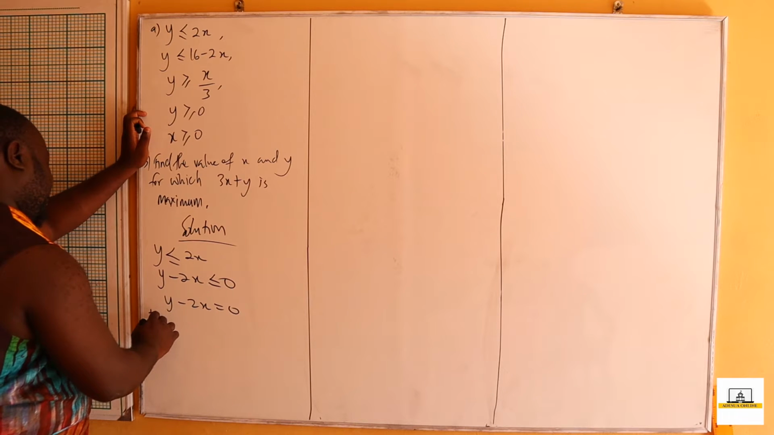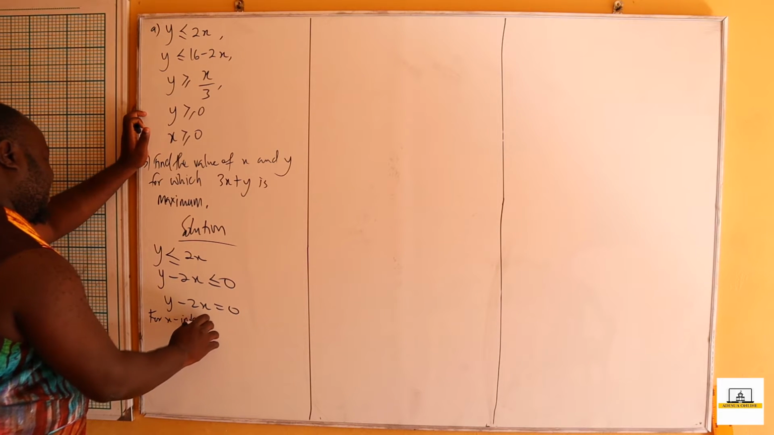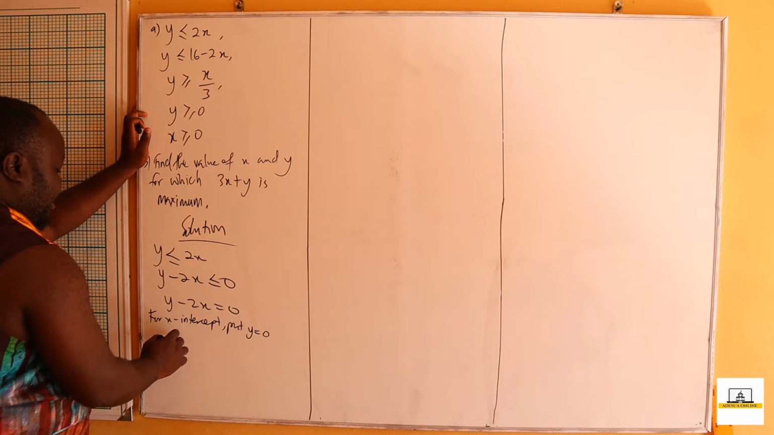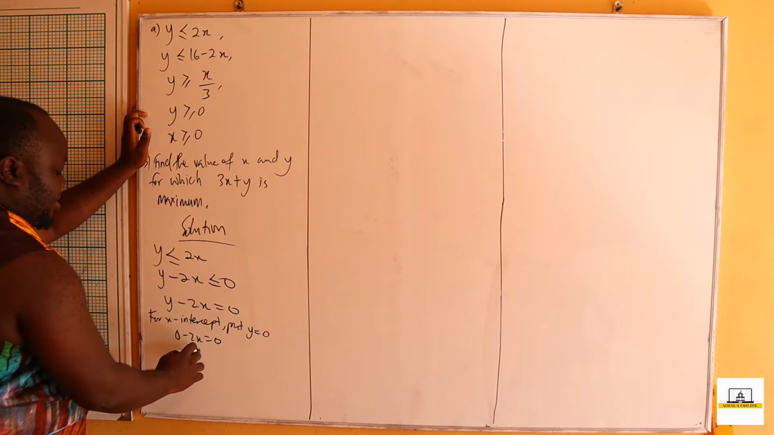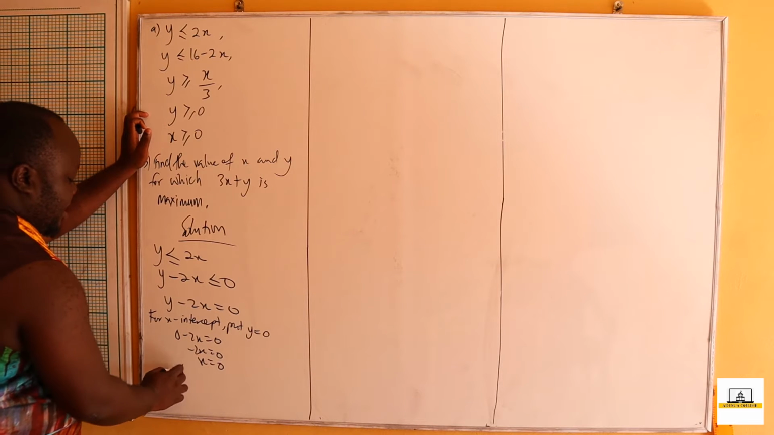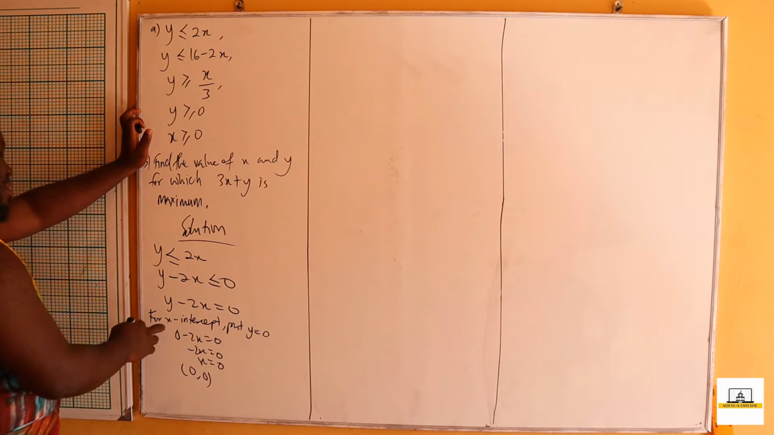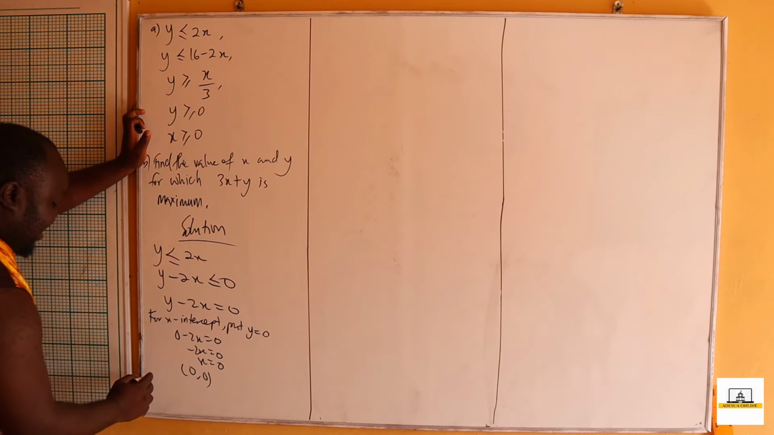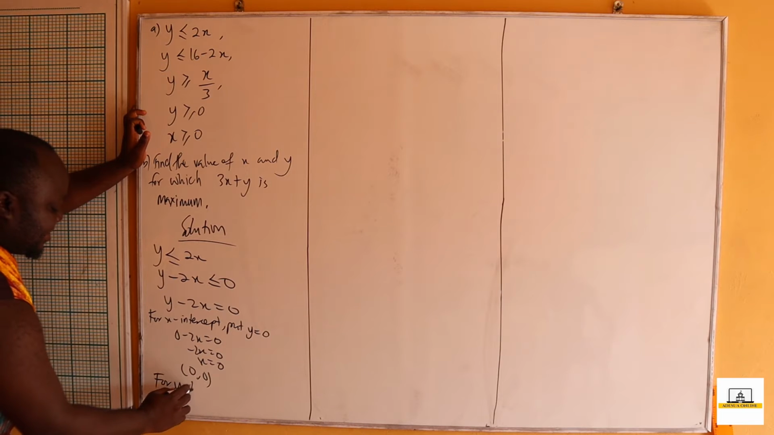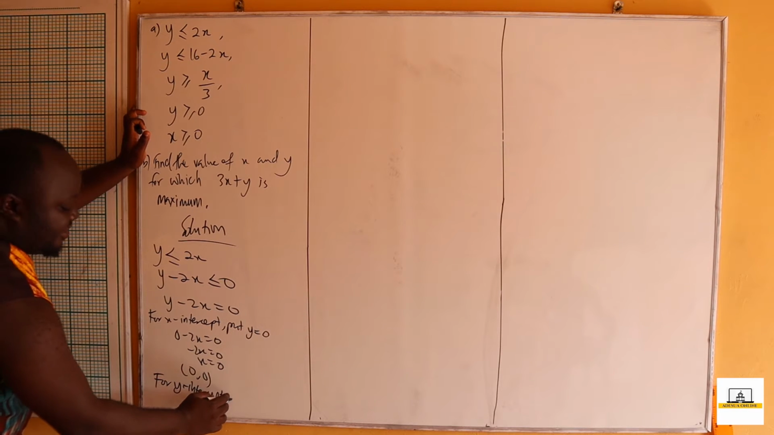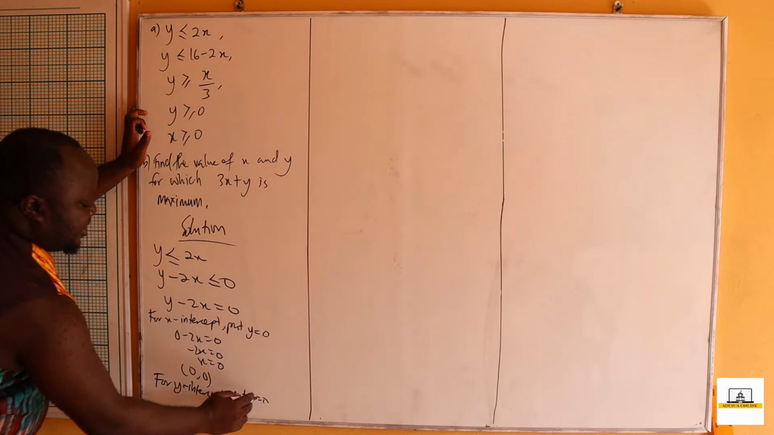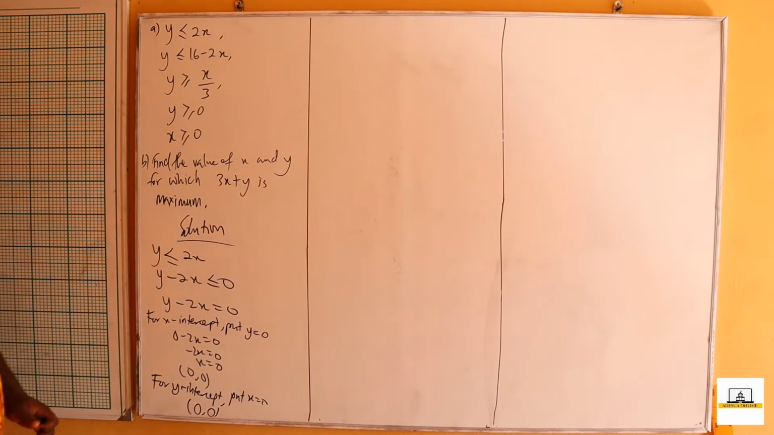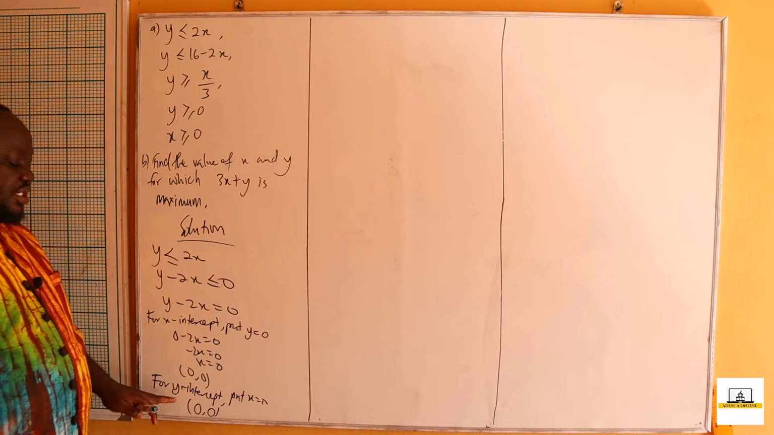Then for x-intercept, put y equals to 0. So when y is 0, we shall have 0 minus 2x is equal to 0, minus 2x is equal to 0, x is equal to 0. I have (0, 0). Then when I find my y-intercept, put x equals to 0. When x is 0, y is also 0. So I have (0, 0). So you can see that the line is passing through the origin.